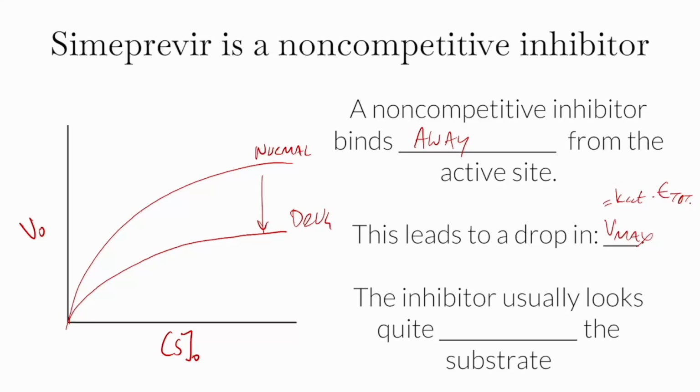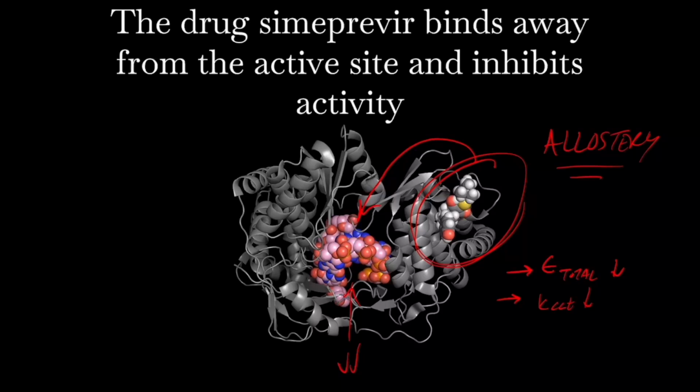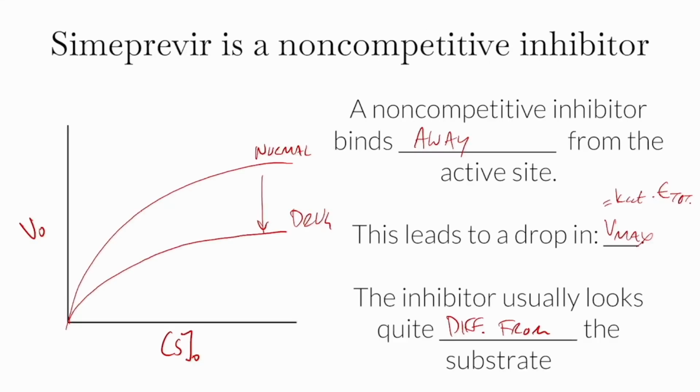Another rule of thumb, relative to competitive inhibitors, is that a non-competitive inhibitor usually looks quite different from the substrate. And that's because they're binding at different sites, right? If you go back two slides, this is binding very distant from that. And what this means is that a non-competitive inhibitor will usually look different from the substrate.